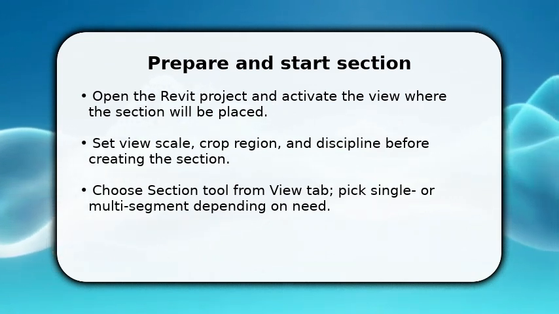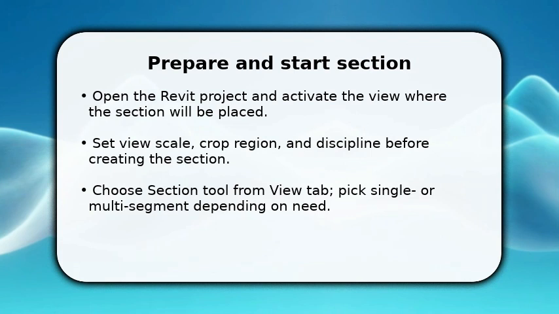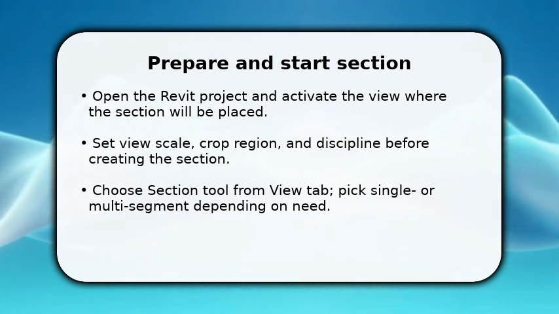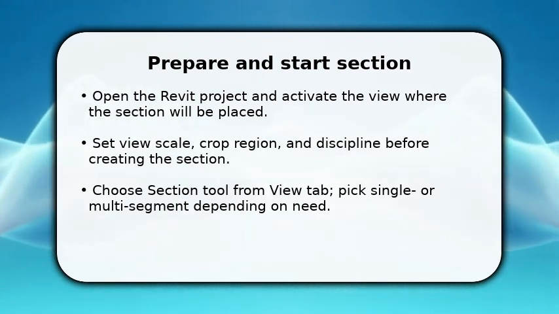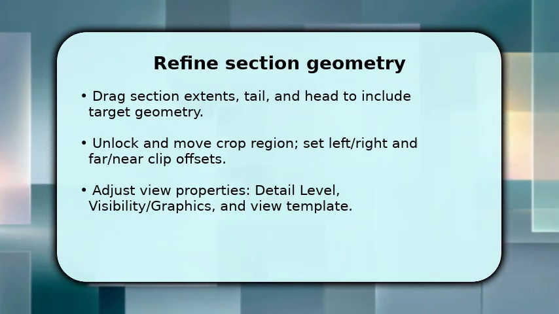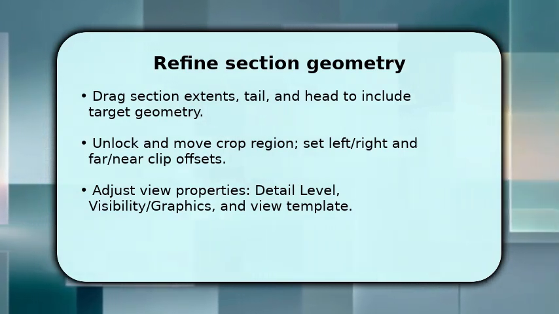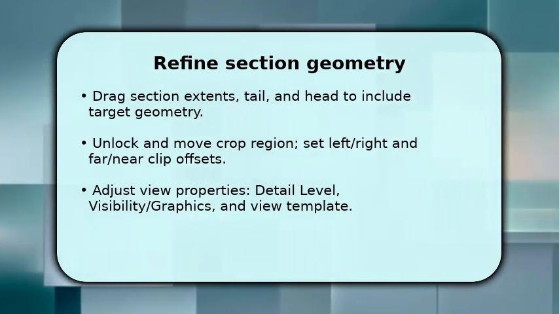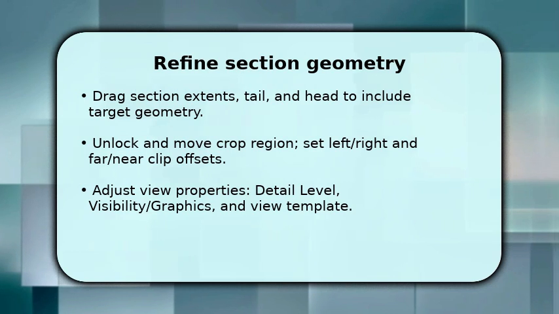Once done, adjust the section line and points roughly where the building extents fall so you can refine in the next step. You now refine the section. Select the section view and drag the extents to frame the area of interest. Move the section head and tail for accurate coverage.